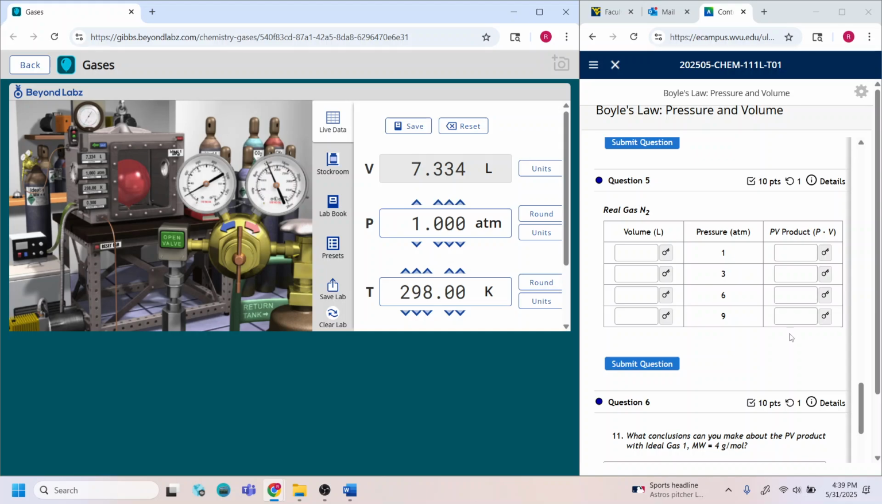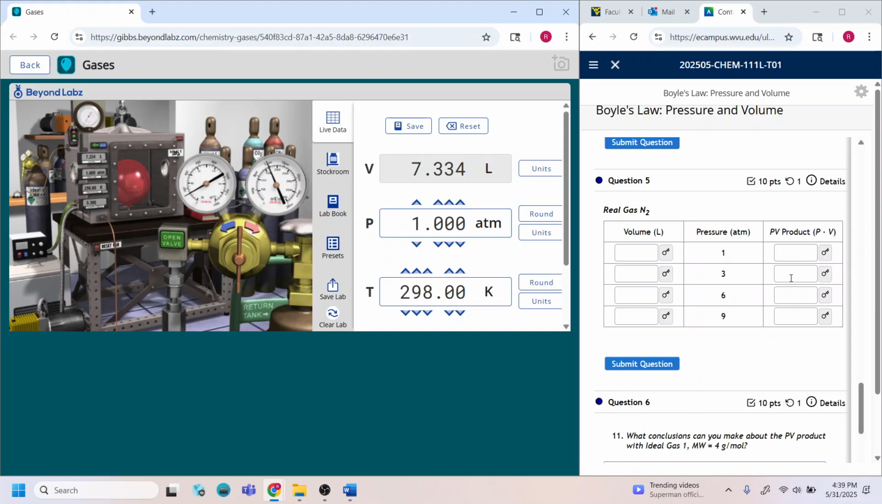You are going to notice that in real gases, the PV product is affected. You're going to see that as the pressure increases, the PV product is going to decrease, but it's going to decrease slightly.